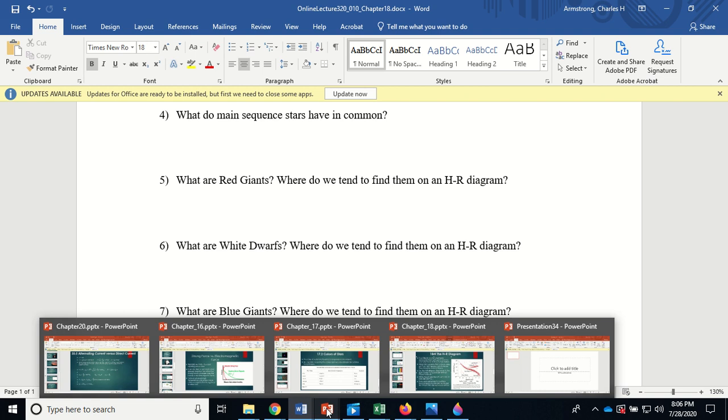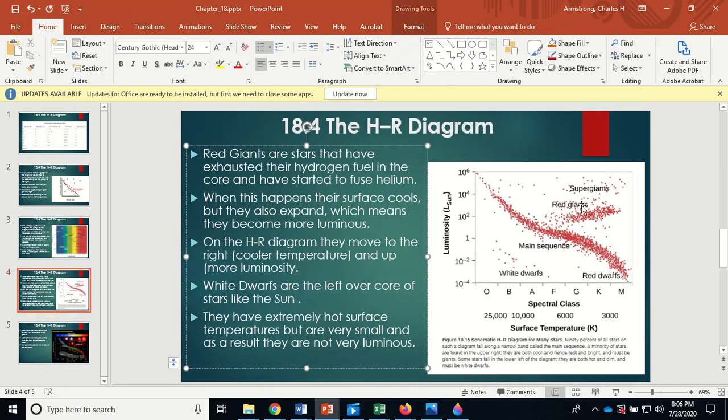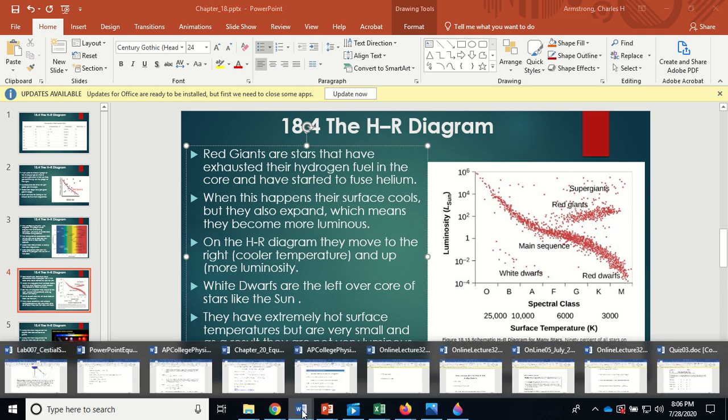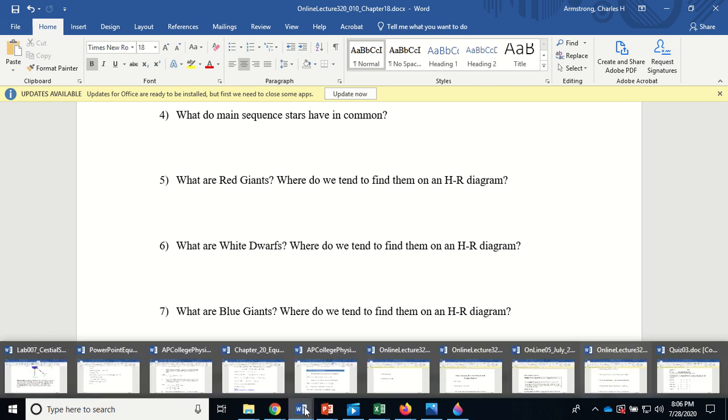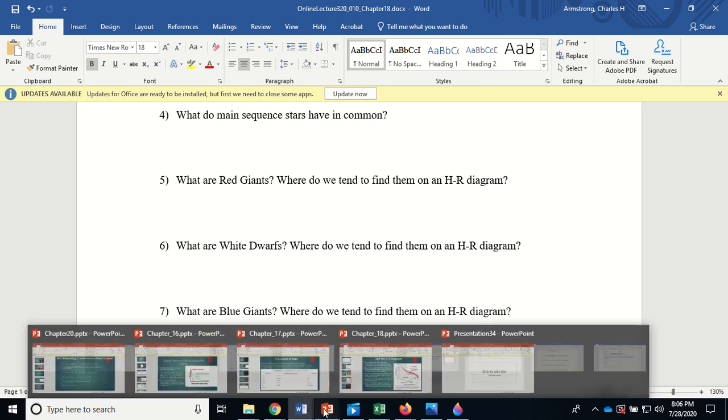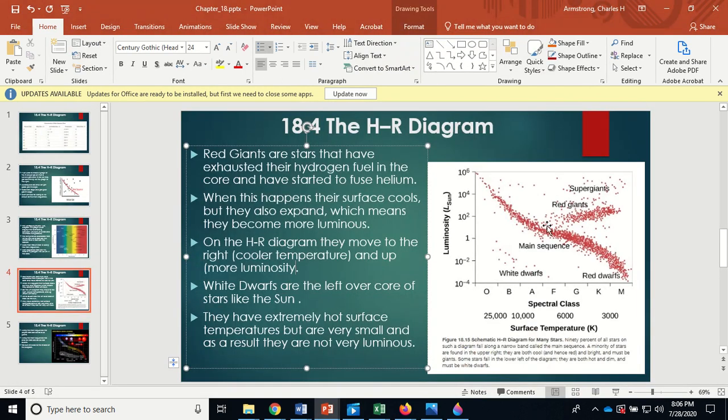Okay, so take a look. These are the red giants up here. These are in the upper right. Then, what are white dwarfs? Where do we tend to find them on the HR diagram? So white dwarfs are the leftover cores of stars that didn't have enough mass to go supernova, and they are found on the lower left. So the red giants are upper right, and then the white dwarfs are lower left. Okay, they're right there, lower left of the HR diagram.